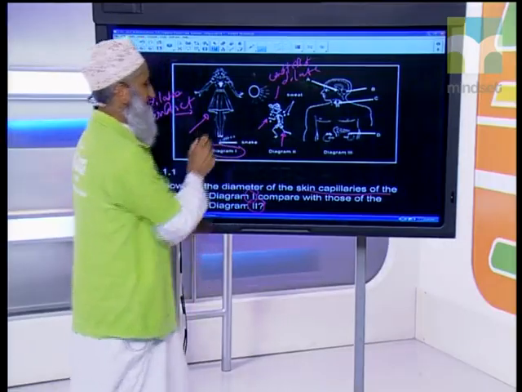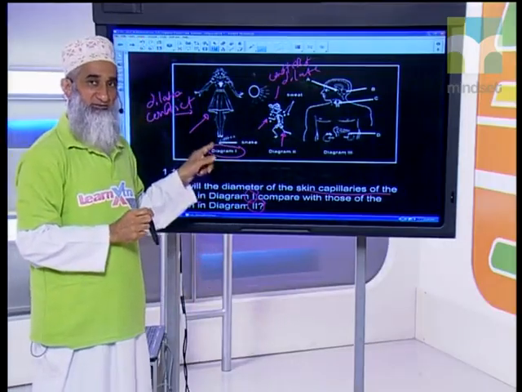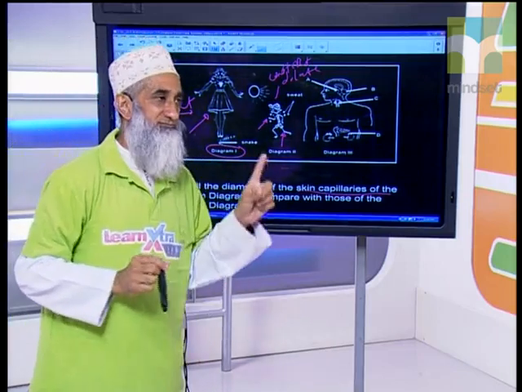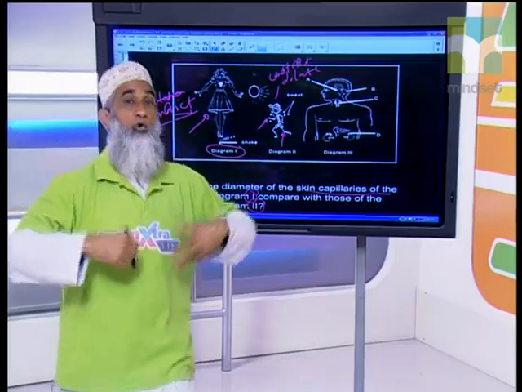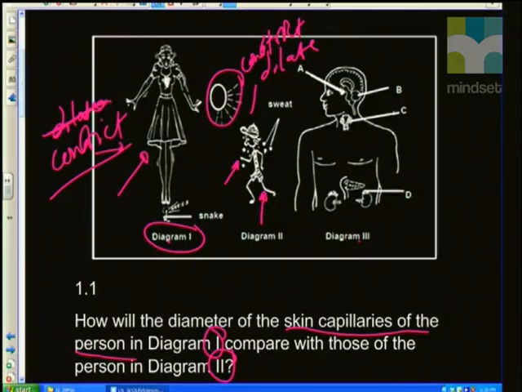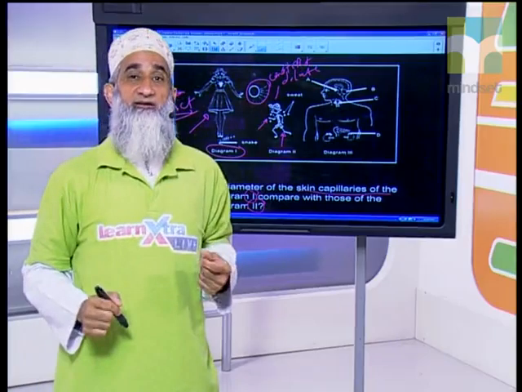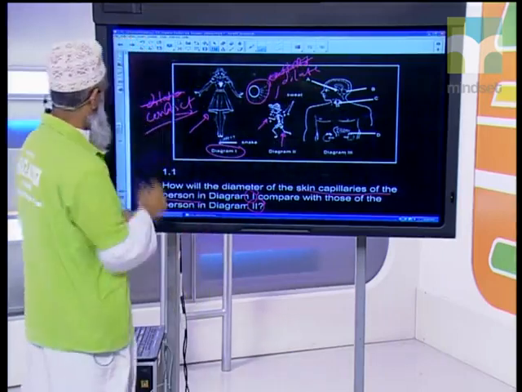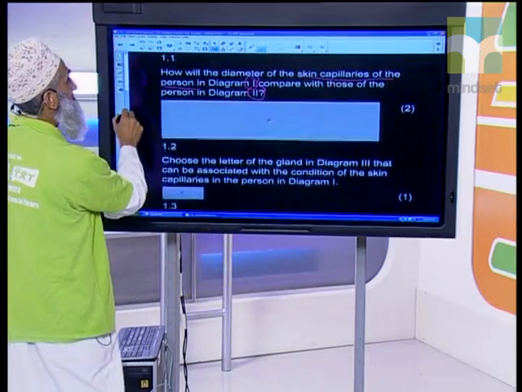This person here is an emergency. Remember? Emergency. And what did we say about an emergency? Do we need blood to go to the skin? No. So what must happen here? It must constrict. And this one, the person is sweating. How come they're sweating? Because more blood is going to the skin. Why? Because it's hot and they're running. They're running, so they're sweating. So that means this one must be dilated. Nadia, you get full marks for that one.